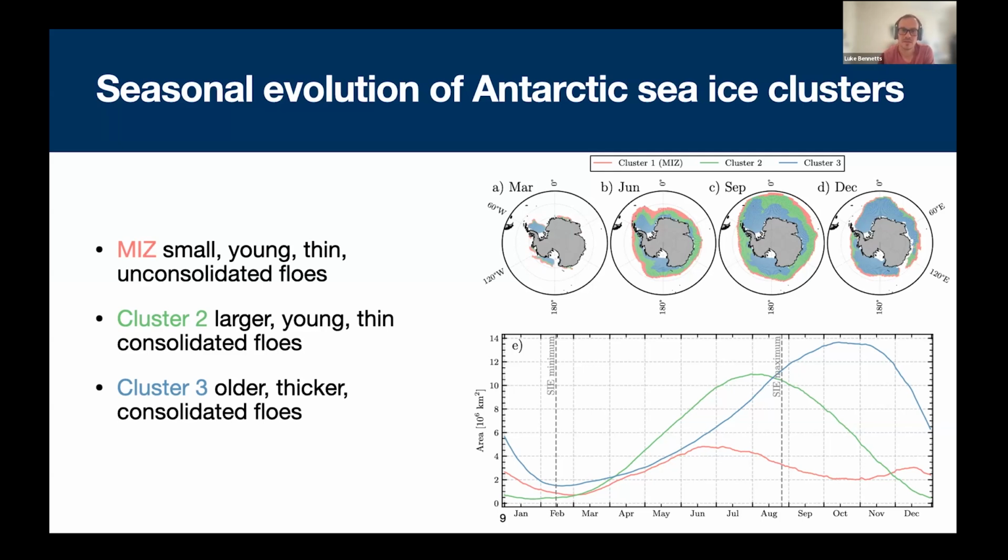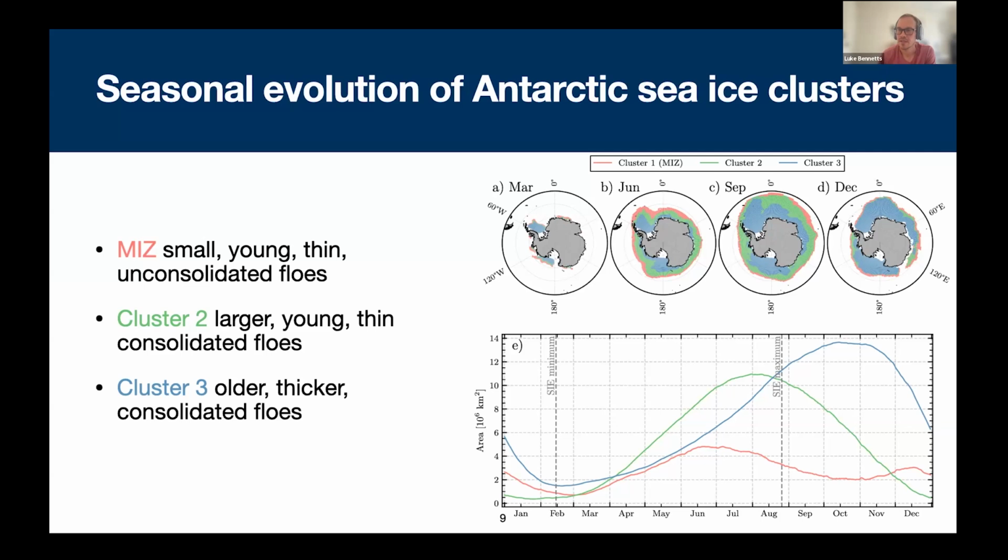Probably the most interesting, or definitely the most interesting for the sake of this talk, is the seasonal behavior of the area of the outer cluster, the red one, which we're now going to call the marginal ice zone. So what we can see is that there are 2 peaks during the year. There's a winter peak here, and that comes from the new ice forming, and that new ice is put into the marginal ice zone cluster by the k-means algorithm.